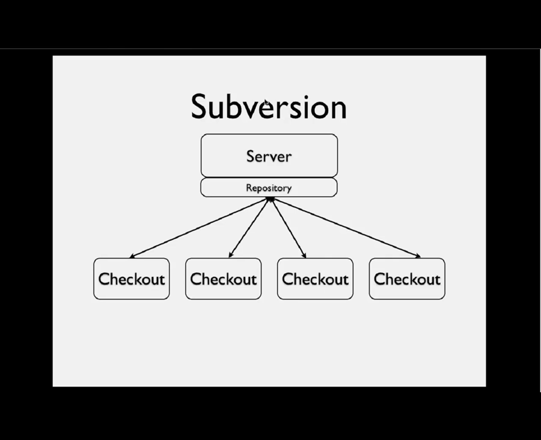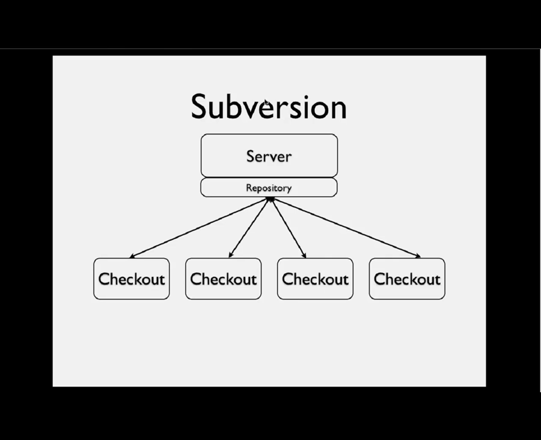Let's start with the basic concepts. If you're used to Subversion, this is basically how you work with Subversion. You have a server. On that server you have a repository, and each developer has their own individual checkout of the repository, which is their local working copy. They change stuff in the working copy, and as soon as they commit it, it gets sent back to the server. Obviously, this works well because we've been working with this concept for years and years and years, not just with Subversion, but also with the systems before that.